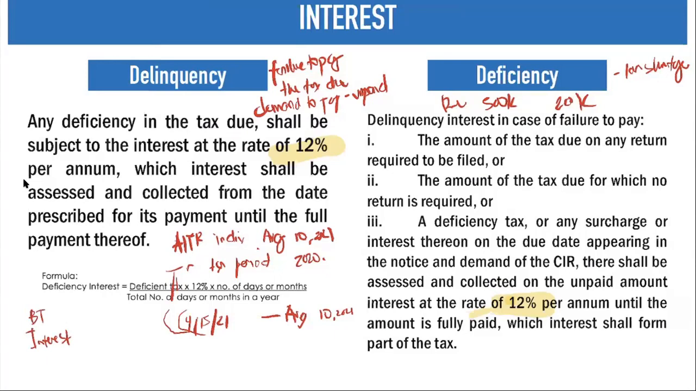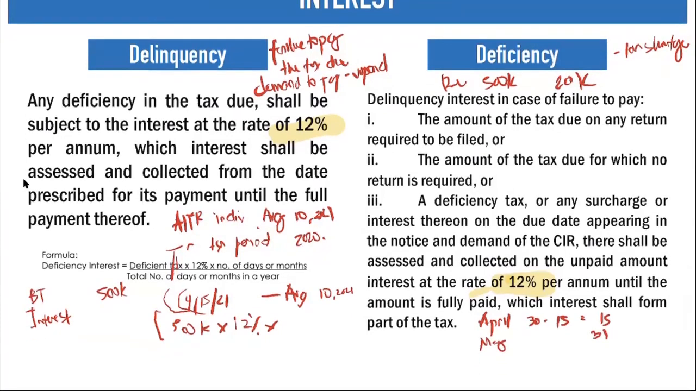So let's say our basic tax is 500,000. Let's compute for our interest. So 500,000 multiplied by the rate of 12% multiplied by the period. What is the period? Let's count. April: how many days? There are 30 days, less 15, so 15 days. May, how many days? 31. June, how many days? 30. August, how many days? Until the 10th.